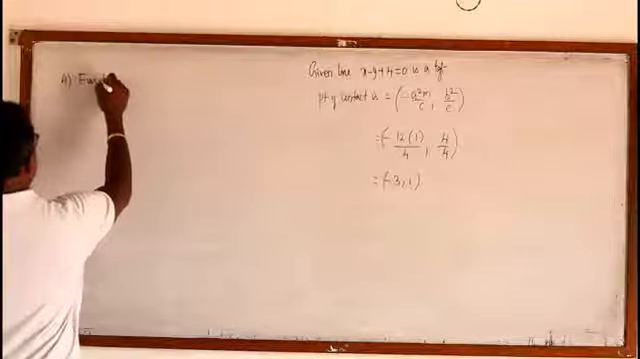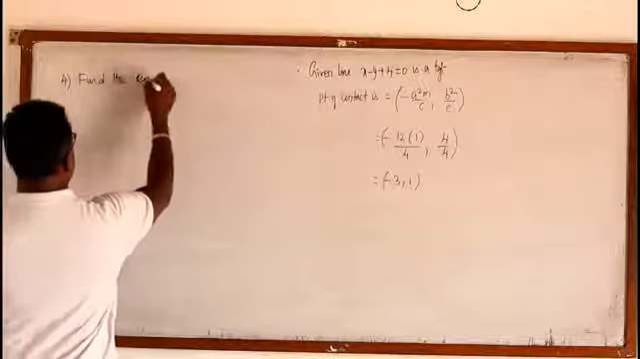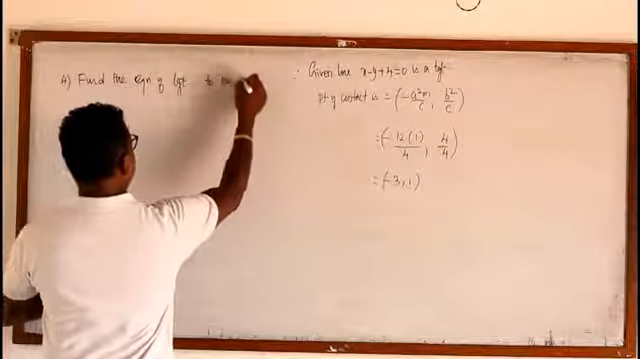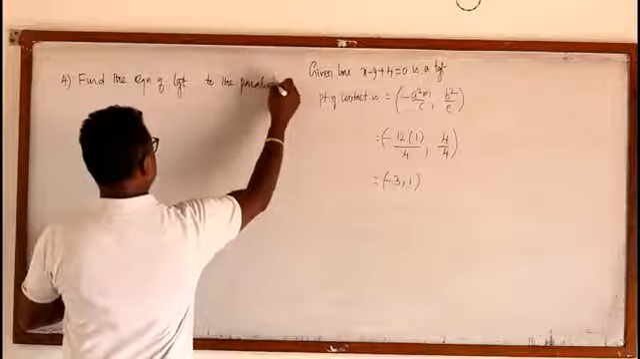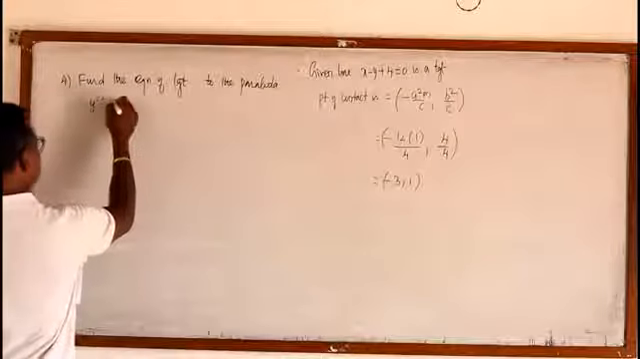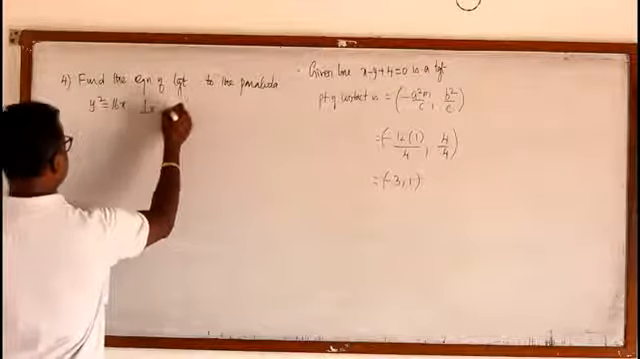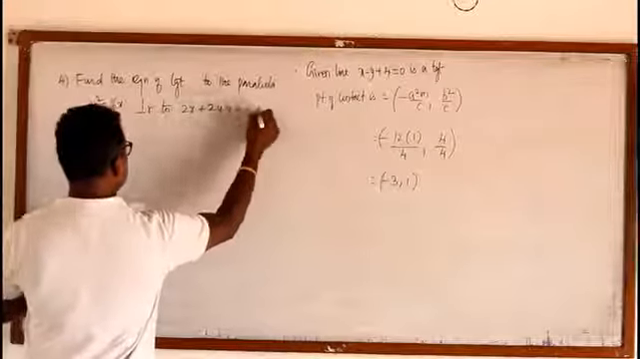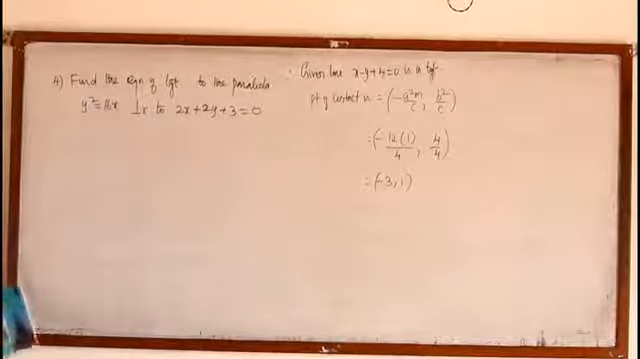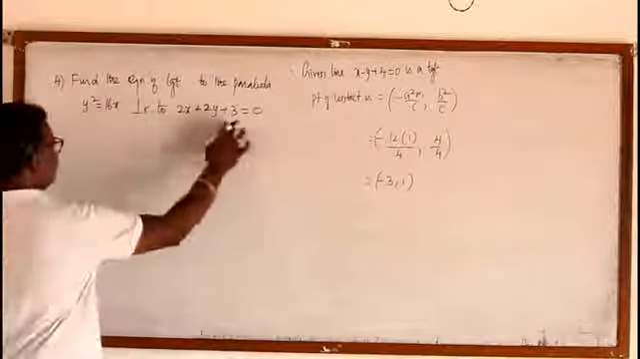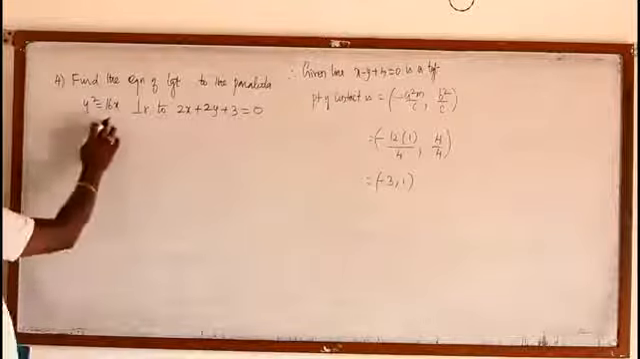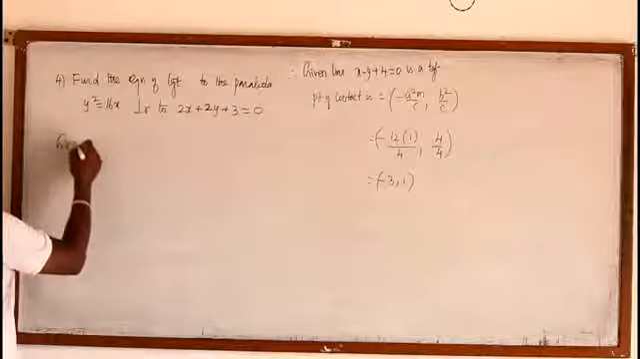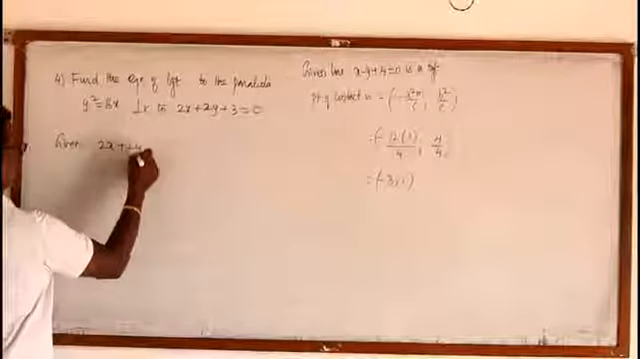Find the equation of tangent to the parabola y square equal to 16x perpendicular to 2x plus 2y plus 3 equal to 0. They are in need of one tangent only, but even then I cannot split the equation because they did not give a point here. So I have to go for some other method.